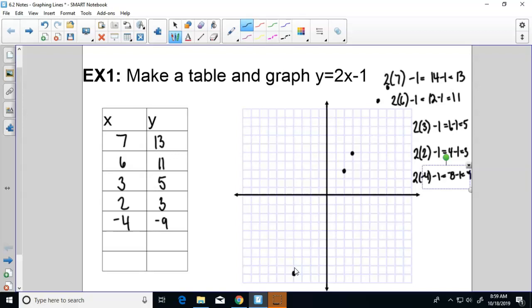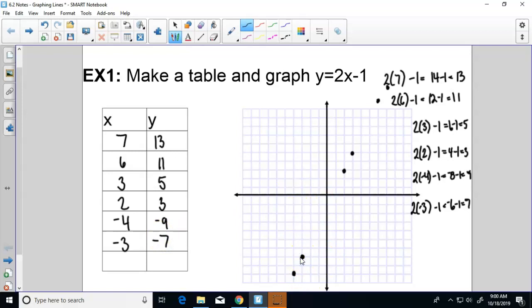Let's see, Aiden, give me another negative number. Okay. I'm not going to let you do negative 6 because negative 4 was already at negative 9. And so I think it's probably going to go off the graph if we do that. So let's pick a number higher than negative 4, but still negative. Negative 3, okay? So negative 3, if we do 2 times negative 3 minus 1, we get negative 6 minus 1 gives us negative 7. So negative 3, negative 7. It's right here.